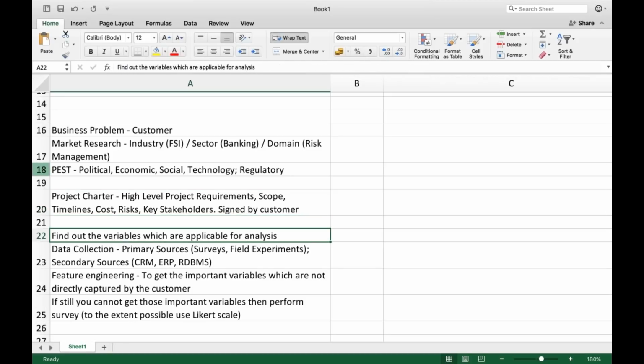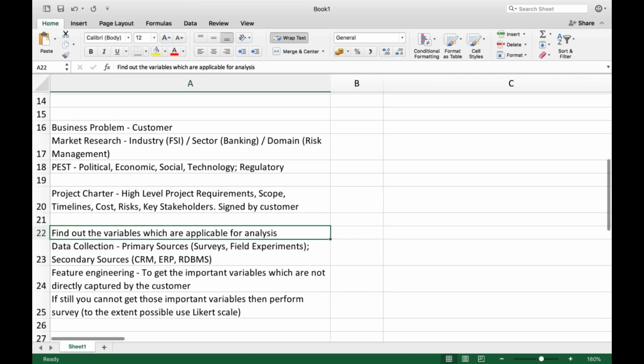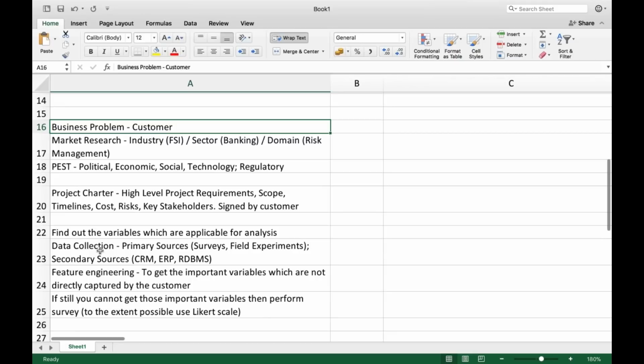Then, as part of your market research, you should also have identified the most important variables which are applicable for analyzing the data to solve the business problem. Each step that you do, you have to do that with the business problem in mind. Now, you don't go after the complete data which the customer has. Instead, you'll be very focused in asking for those variables which are required for your analysis.